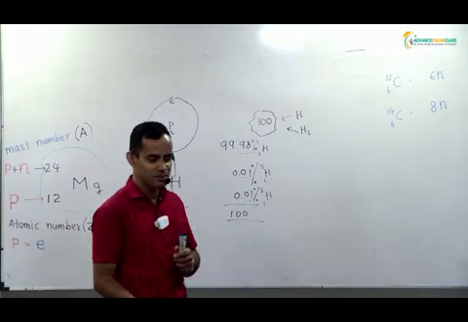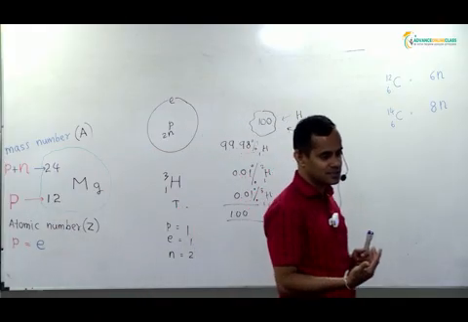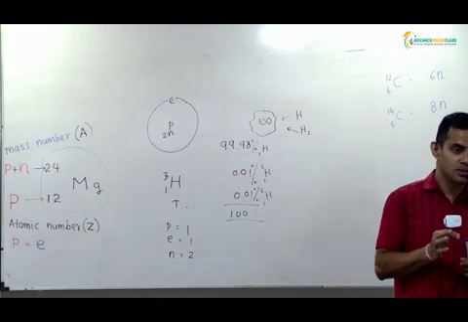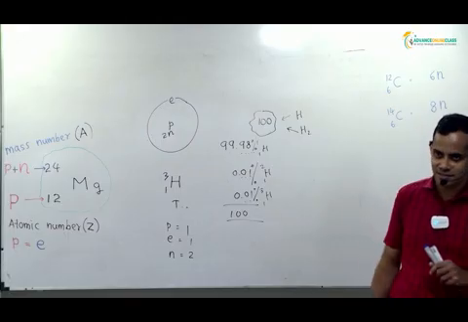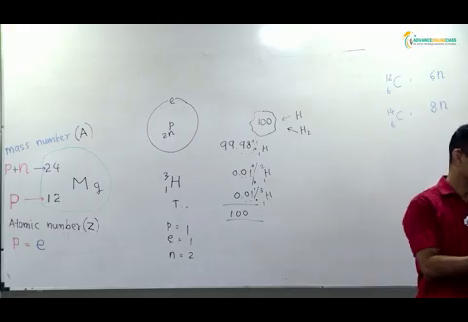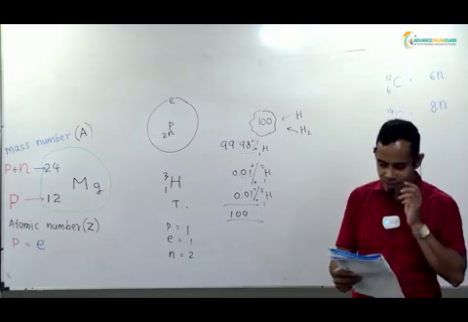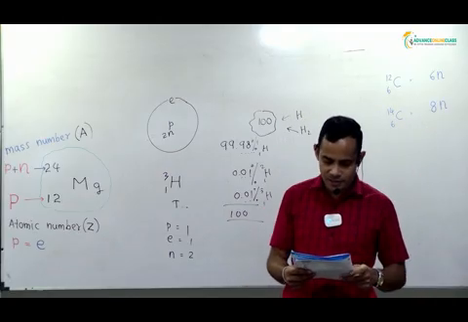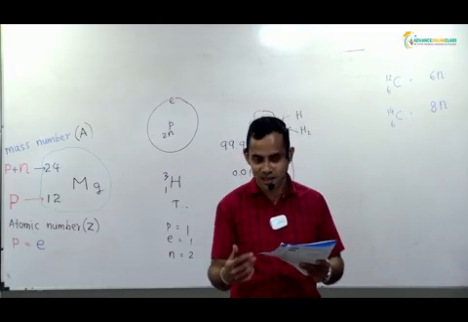Right? Then you don't have to remember how much is each, but you have to remember who is most abundant. Right. Percentage abundance is that. Percentage abundance of an isotope. Ready to read? Take your highlight also.